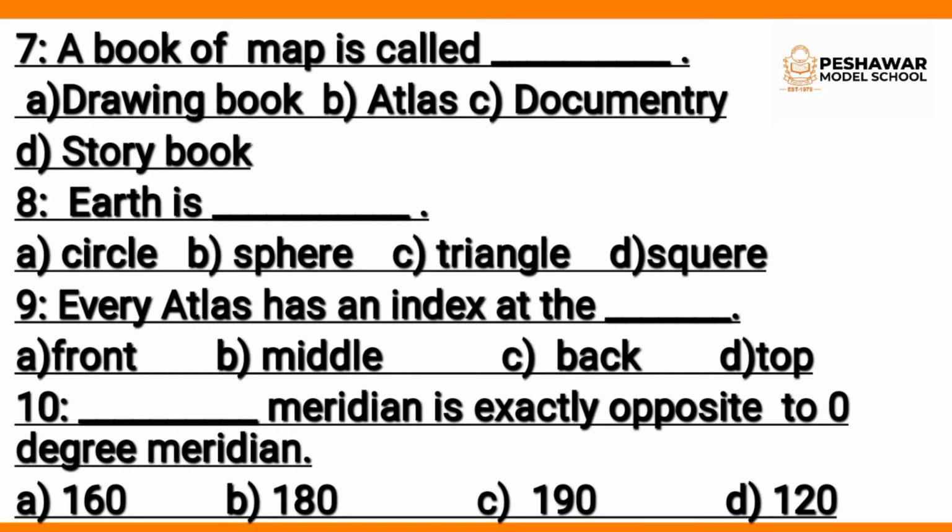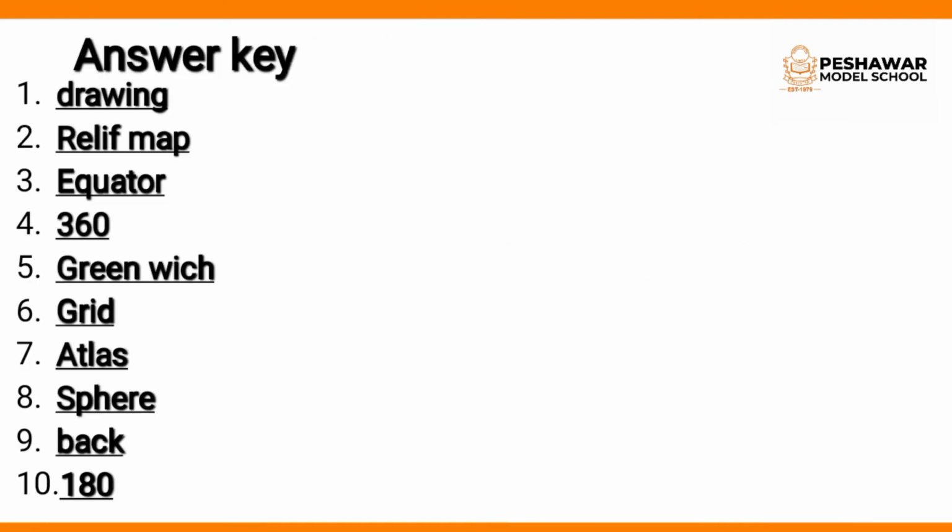Number 10: blank meridian is exactly opposite to the 0-degree meridian. Options are 160, 180, 190 and 120. The correct one is 180. Look at this, this is the answer key.